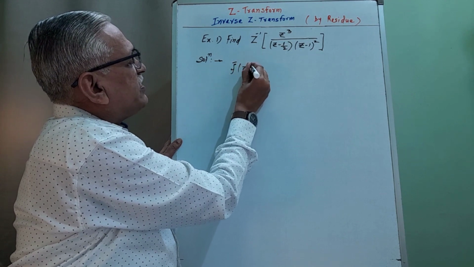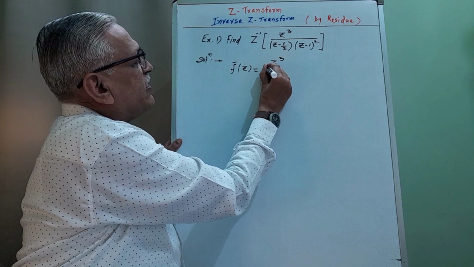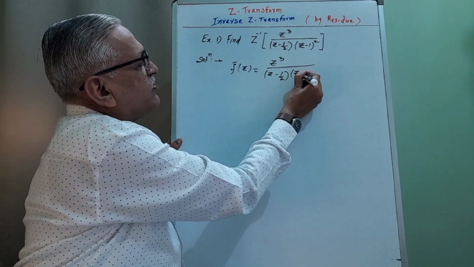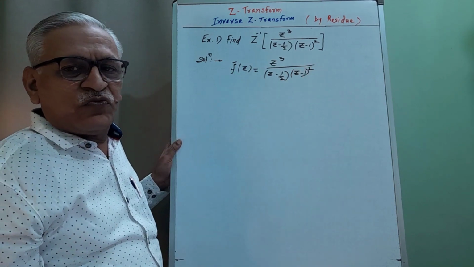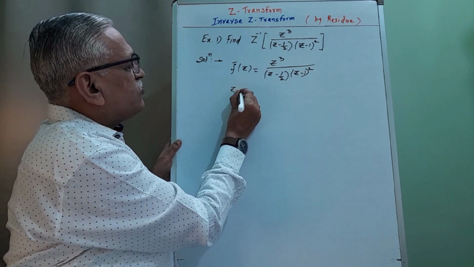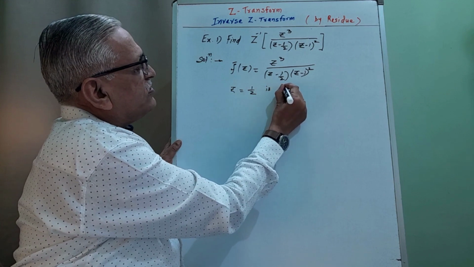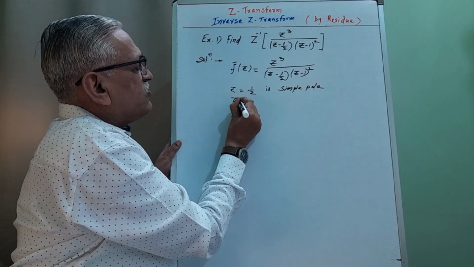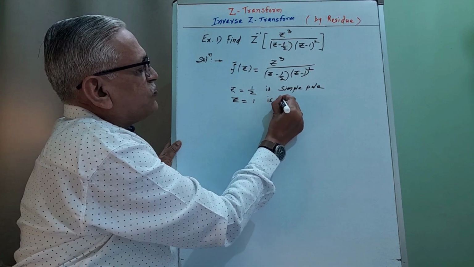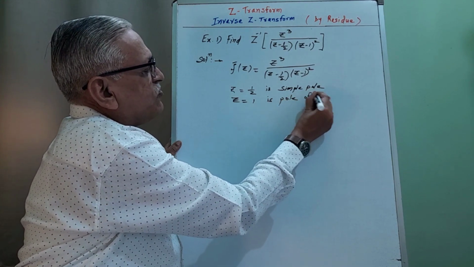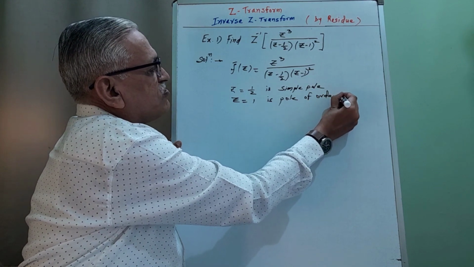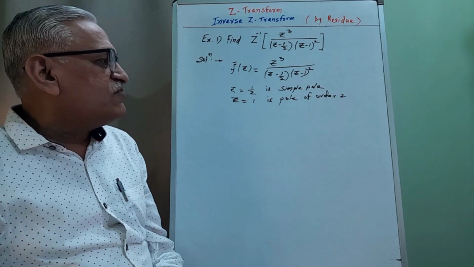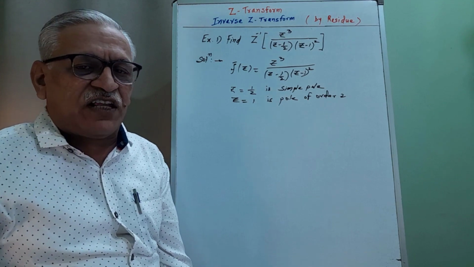Therefore, let f bar of Z be equal to Z cube divided by (Z minus 1 by 2) into (Z minus 1) whole square. This one is a simple pole, and the second one, Z minus 1 whole square, is a pole of order 2. Therefore, Z equals 1 by 2 is a simple pole, and Z equals 1 is a pole of order 2. Pole of order 2 means we have to apply formula first and formula second to find the inverse Z transform.